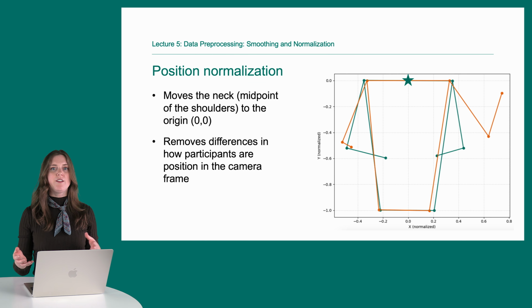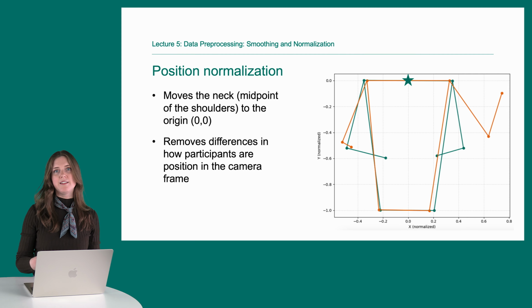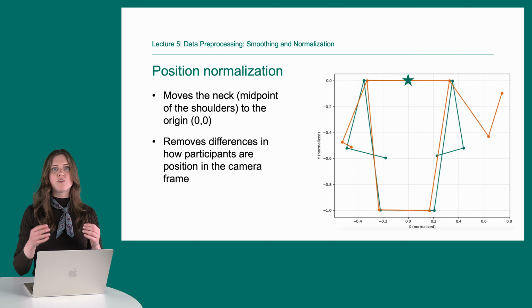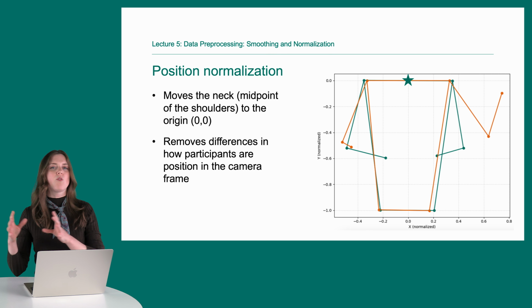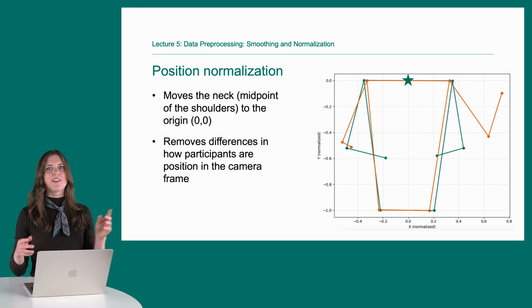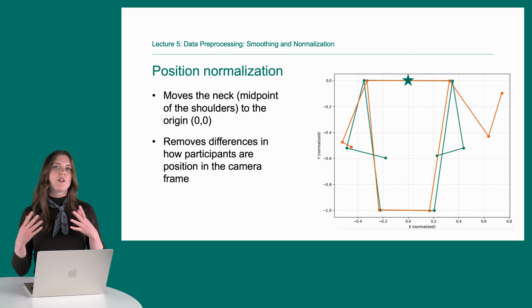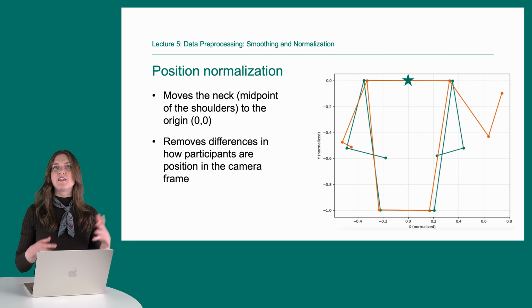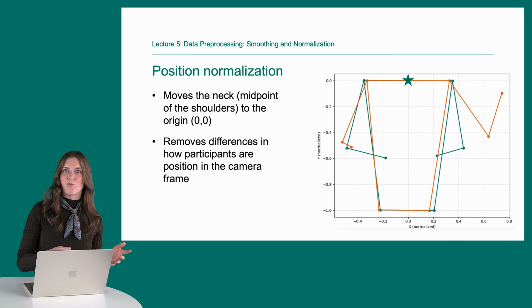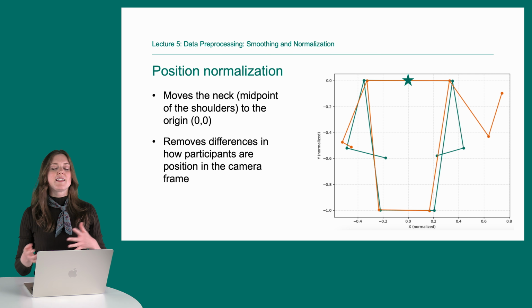To normalize position, we are going to translate the skeletons and pin the neck of each participant to the origin. This means that the coordinate values for the neck of all participants should be x equals 0 and y equals 0, and here it's indicated with the star. Because the torso length of all participants is 1, we see that the mid-hip value is now at y equals -1.